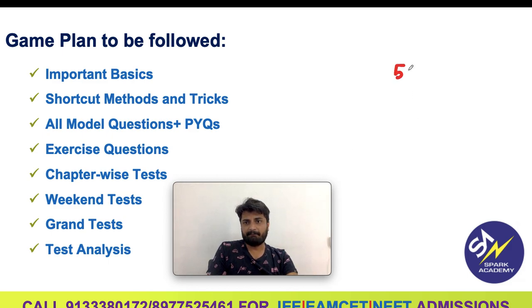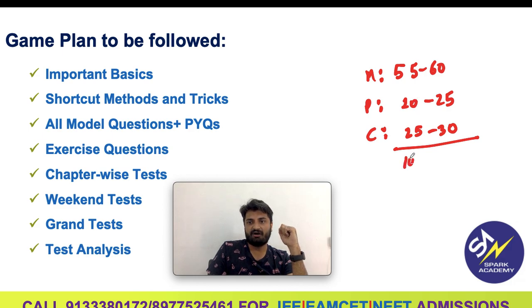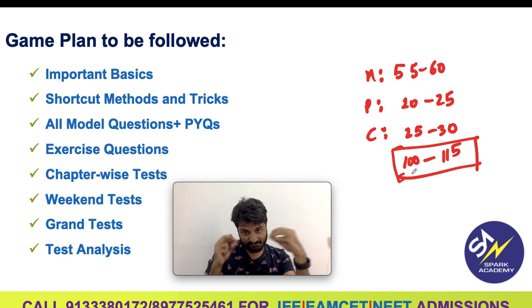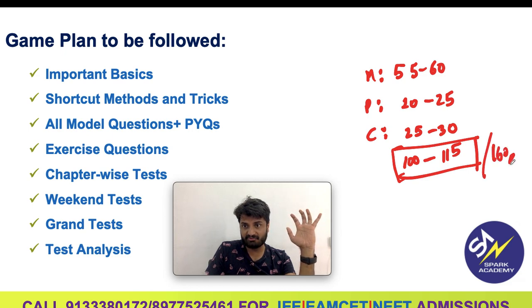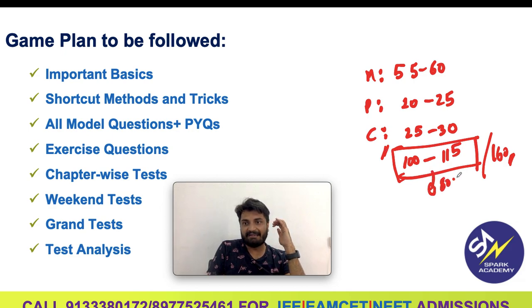So now if you look at it, mathematics 55 to 60, physics 20 to 25, chemistry 25 to 30 is your aim. This is your aim actually. So this is 75, so 100 to 115 marks is your aim. So let us say you'll definitely make a few mistakes. It's not that you'll get all the questions right, but out of the 160 questions, what I mean is you should be able to comfortably attempt 100 to 115. So even if you have 80 to 85% accuracy in this, you will be able to achieve that score of 85 to 100.